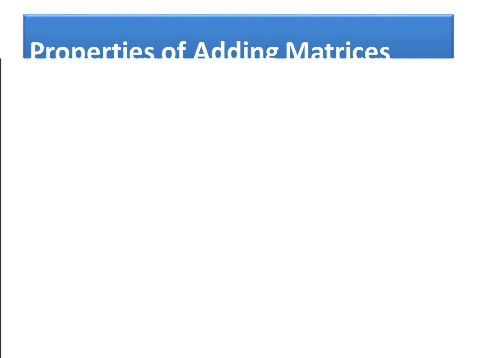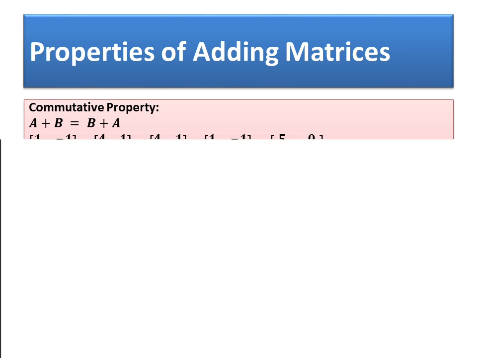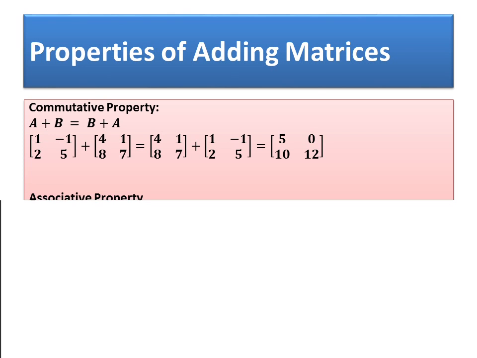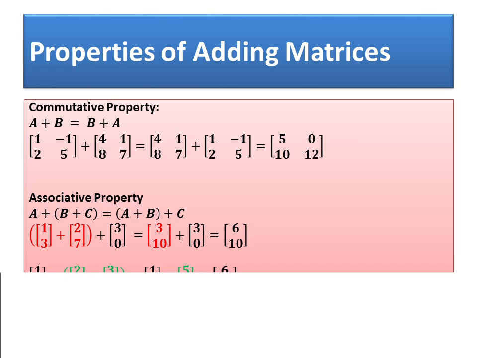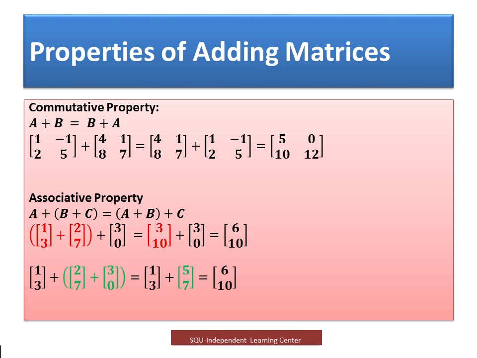Here are some properties of adding matrices. Addition of matrices satisfies the commutative property. So when we say matrix A plus matrix B, this is equal to saying matrix B plus matrix A. And here in front of us, we have a nice example to illustrate this. The second property is the associative property. So we have addition of matrices satisfying this associative property. Also here we have an example to illustrate that adding matrices satisfies the associative property.